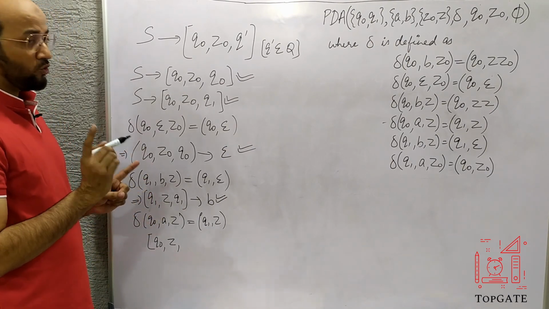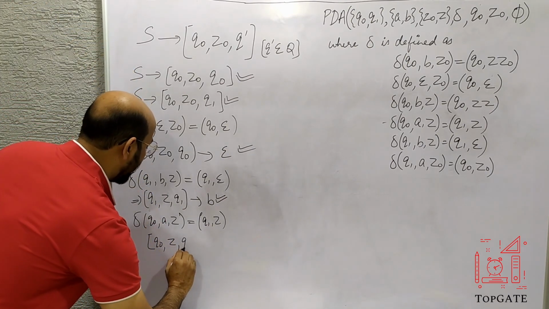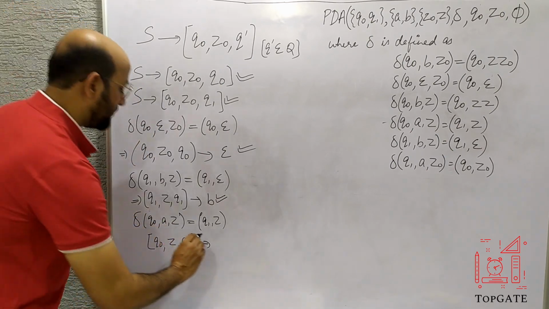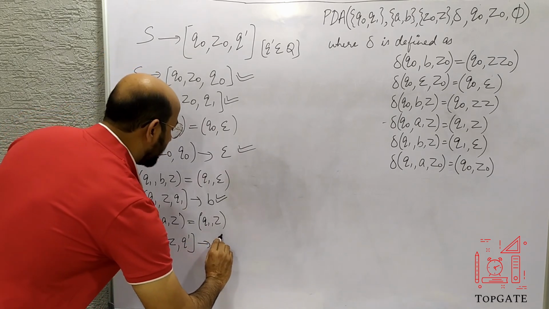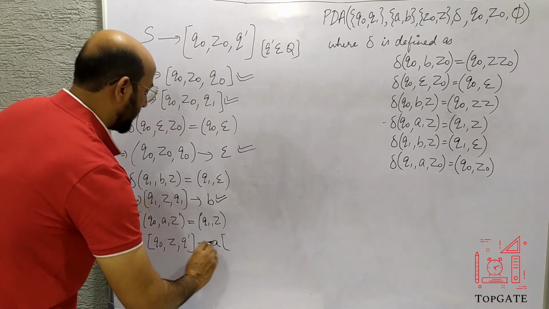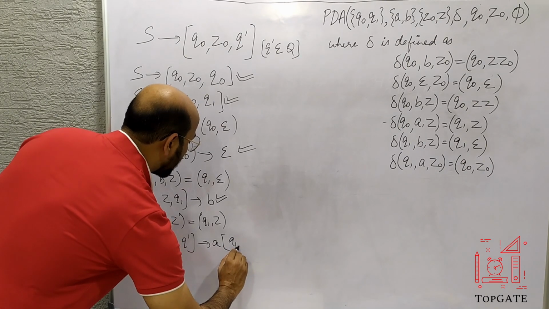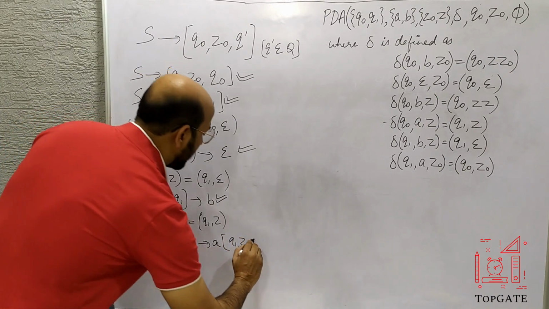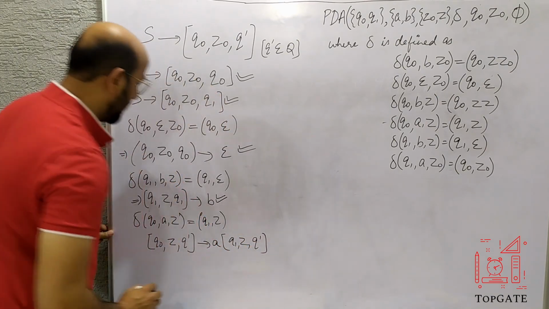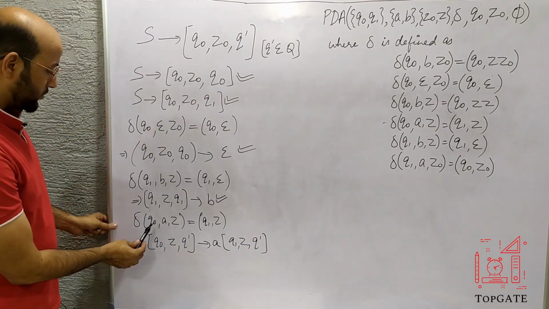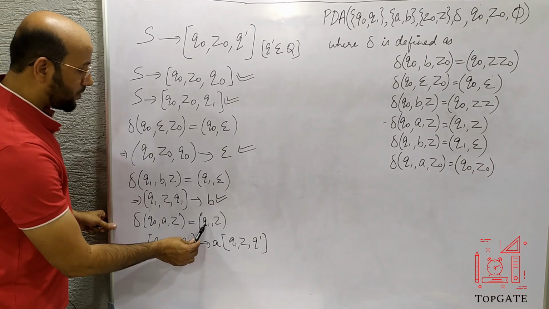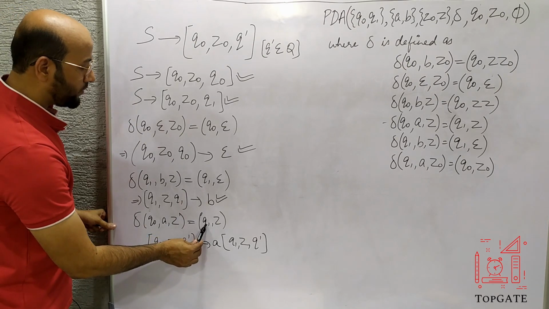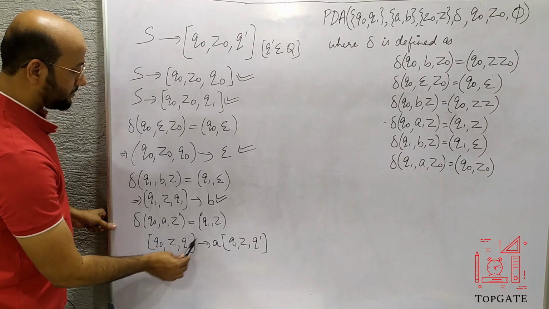In fact, I'll write q dash here. So q naught comma z comma q dash gives a, and then in brackets I'll put the whole of this: q1 comma z comma this q dash. The same thing here also. So the rule is q naught comma z comma q dash gives a into q1 comma z comma the same q dash again.